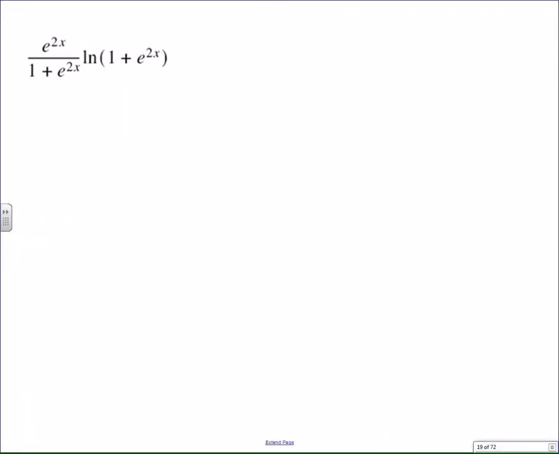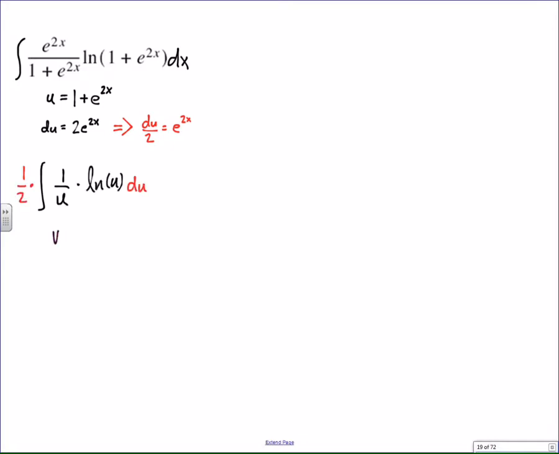And last but not least, I saved this one because it requires a little bit of foresight, and it's also an example of u substitution twice. I'll show you how it works. We start with what I think would be the obvious, which is take that inner function, 1 plus e to the 2x, and let u be that. Therefore du is equal to 2 e to the 2x dx, or half of du is equal to e to the 2x dx. Let's see if that dx comes back.